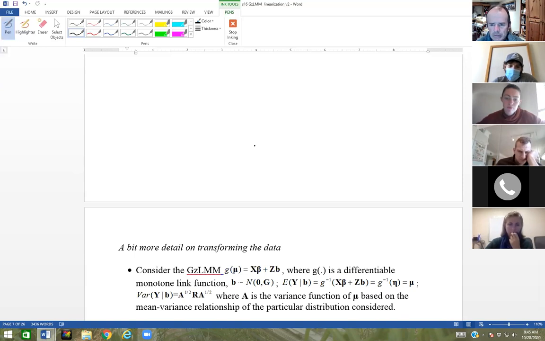So you can think of the relationship between the mean and the variance, right? You're going to have an A matrix, and down the diagonal, you're going to put in what that relationship is. So you express whatever the variance is in terms of the mean.